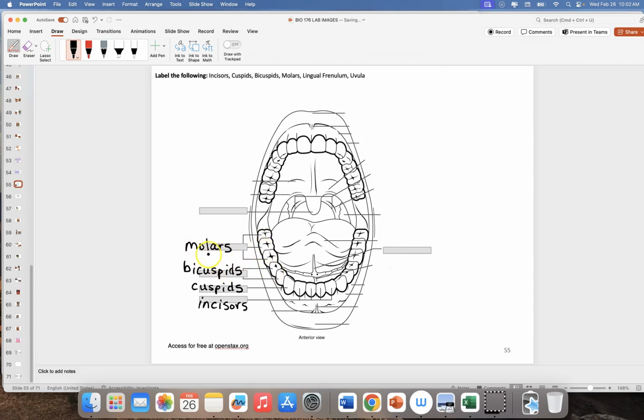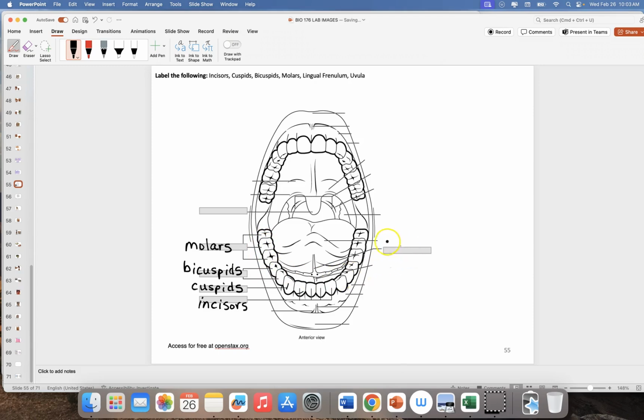When we're looking at the molars in lab, we will see three roots on those models in the laboratory. Again, our incisors are the ones that we see first here lined up in the front. They're flattened. And then we've got our cuspids or canines on either side. And then we've got our bicuspids or premolars. And then finally our molars.